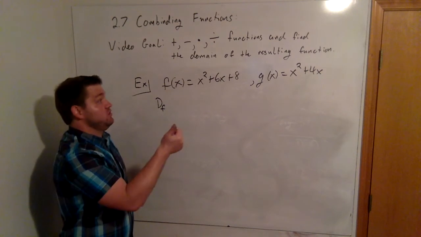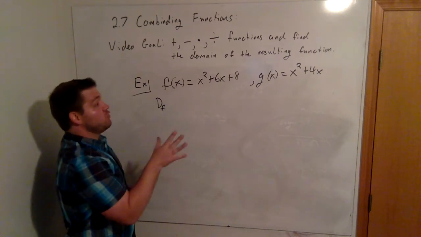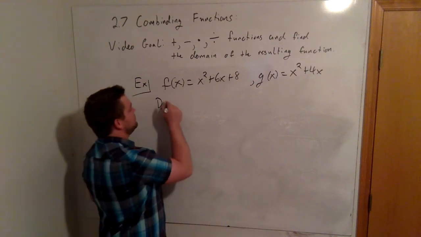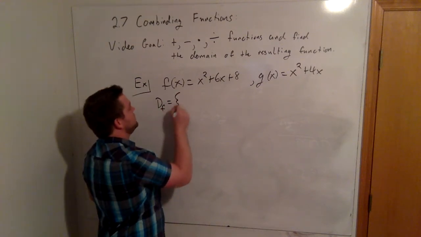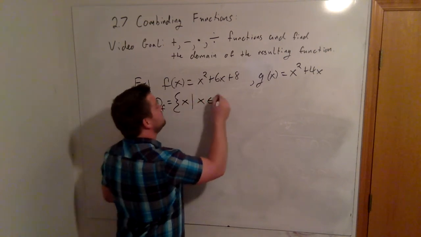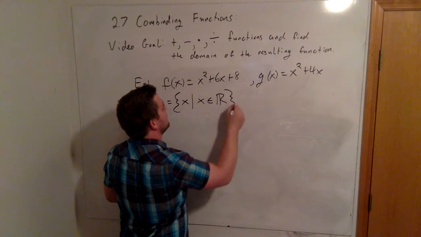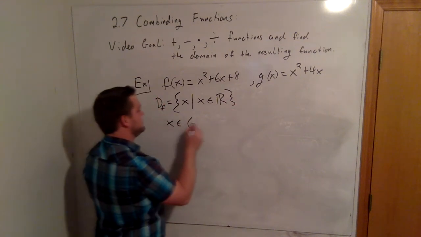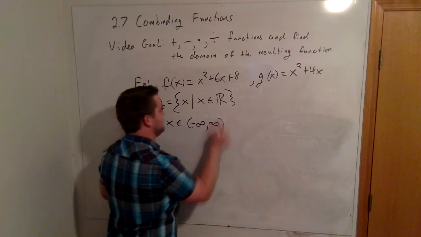I'm never going to break condition 1 or condition 2, so the domain for these functions will be all real numbers. I can write this in a couple different ways. The domain of f is all x such that x is a member of the real numbers. Another way to write this is to say that x is in the set negative infinity to infinity. These mean the same thing.